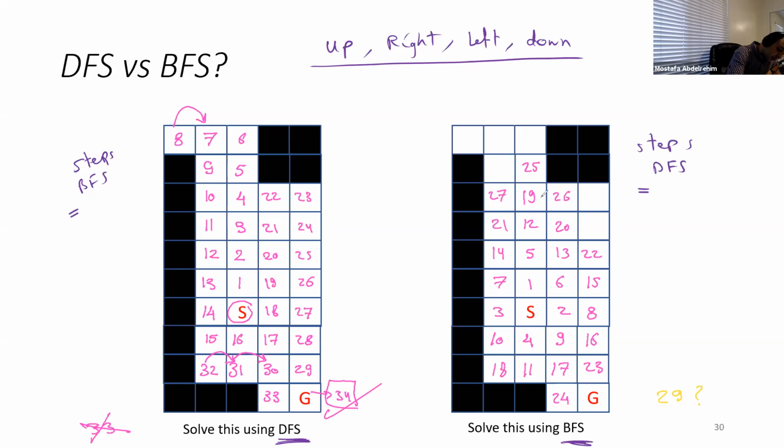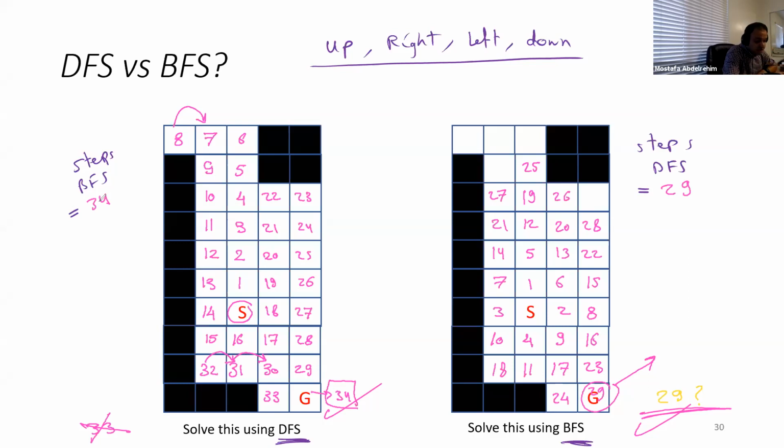Then after that, we go to 20. Where is 20 here? 28. Then we go to 21, 21 explored, 22. Where is 22 explored, 23? Yes. So this is 29. So yeah, that's the right answer. So here is 29. Here is 34.